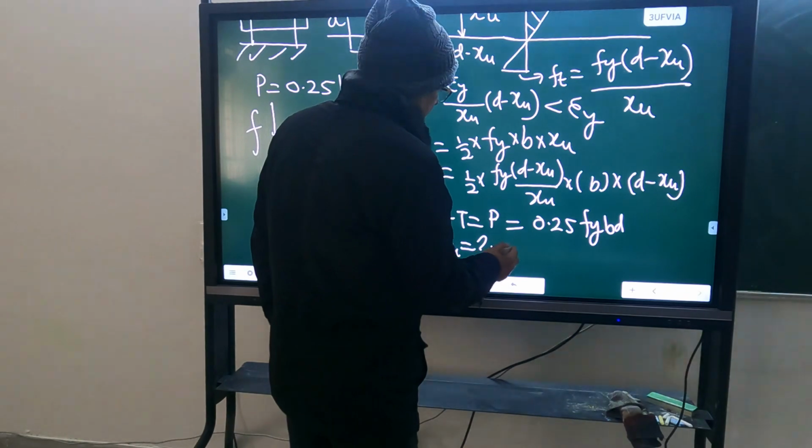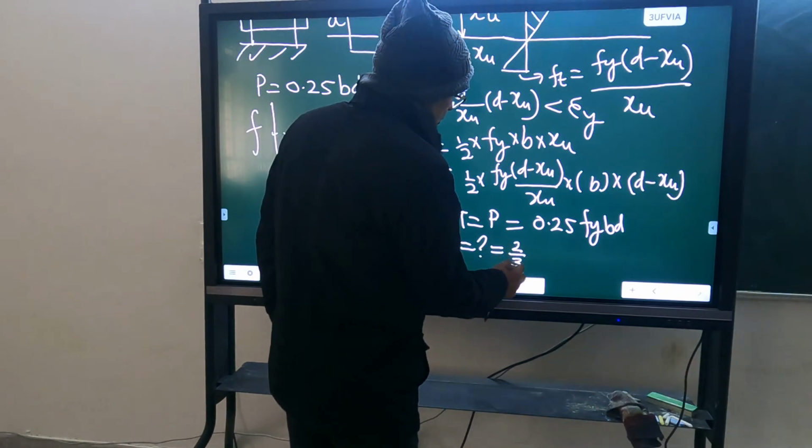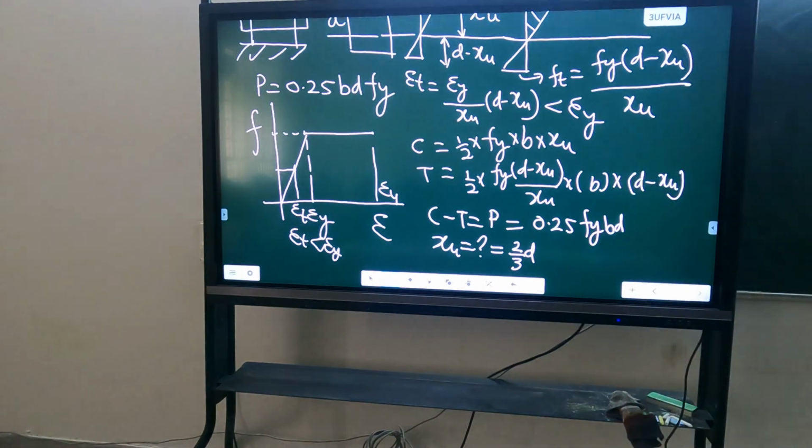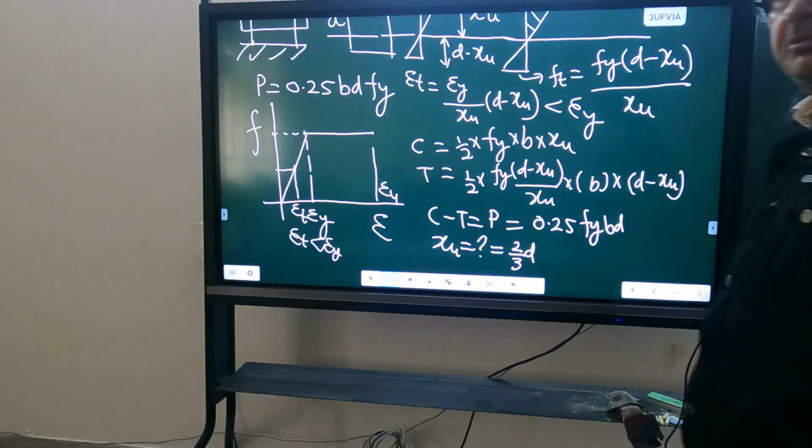So XU has been calculated as 2 by 3 D in this. Just check. Even if you are not able to solve the quadratic equation, substitute the value of XU equal to 2 by 3 D and then see whether C minus T is equal to 0.25 fck b D or not.